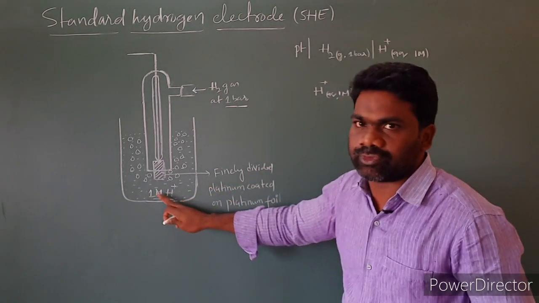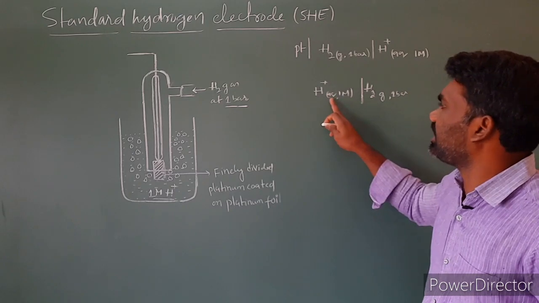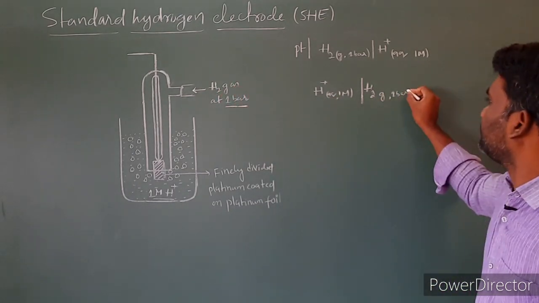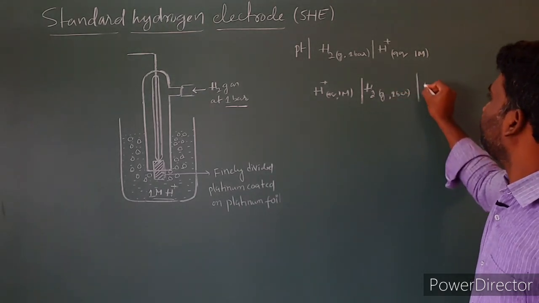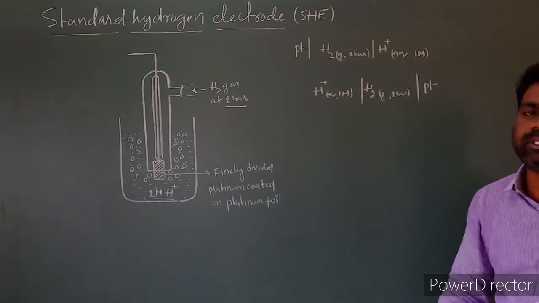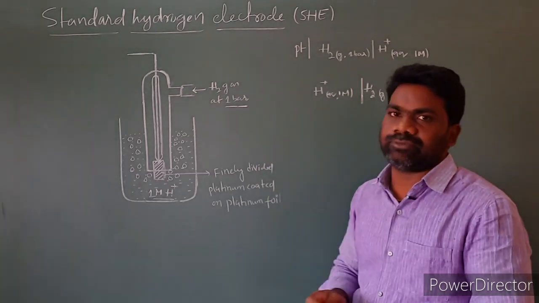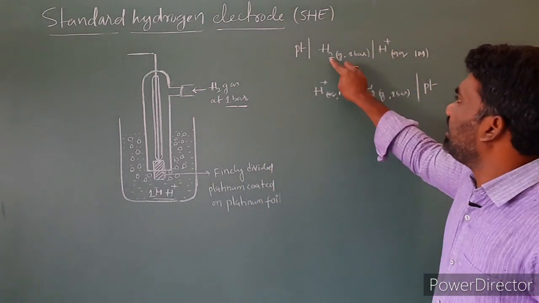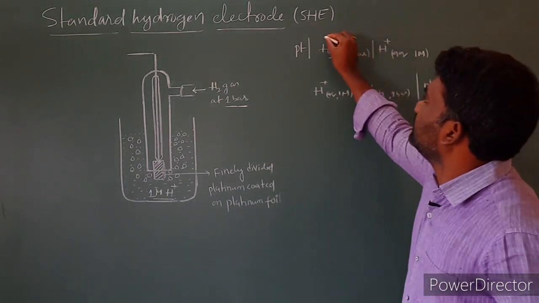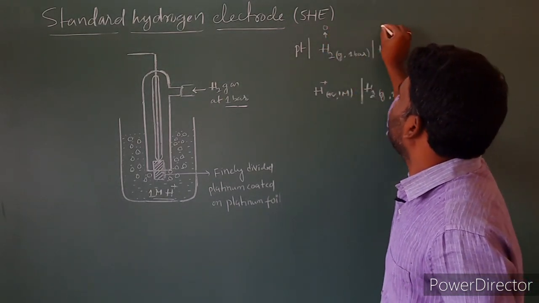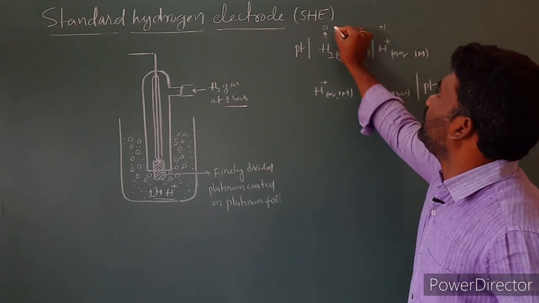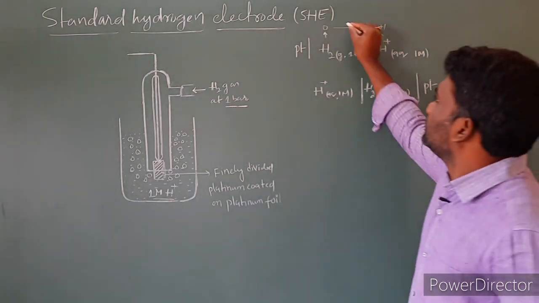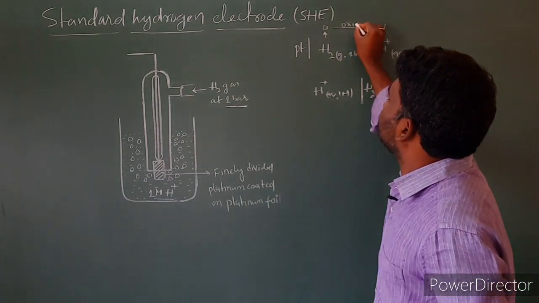The concentration of H plus ion is 1 molar, aqueous, and the pressure of hydrogen gas is 1 bar, in gaseous state. So this is the representation of the standard hydrogen electrode. If you look at this equation, H2 is converting into H plus. The oxidation number goes from 0 to plus 1, so the number is increased. So here oxidation is taking place.